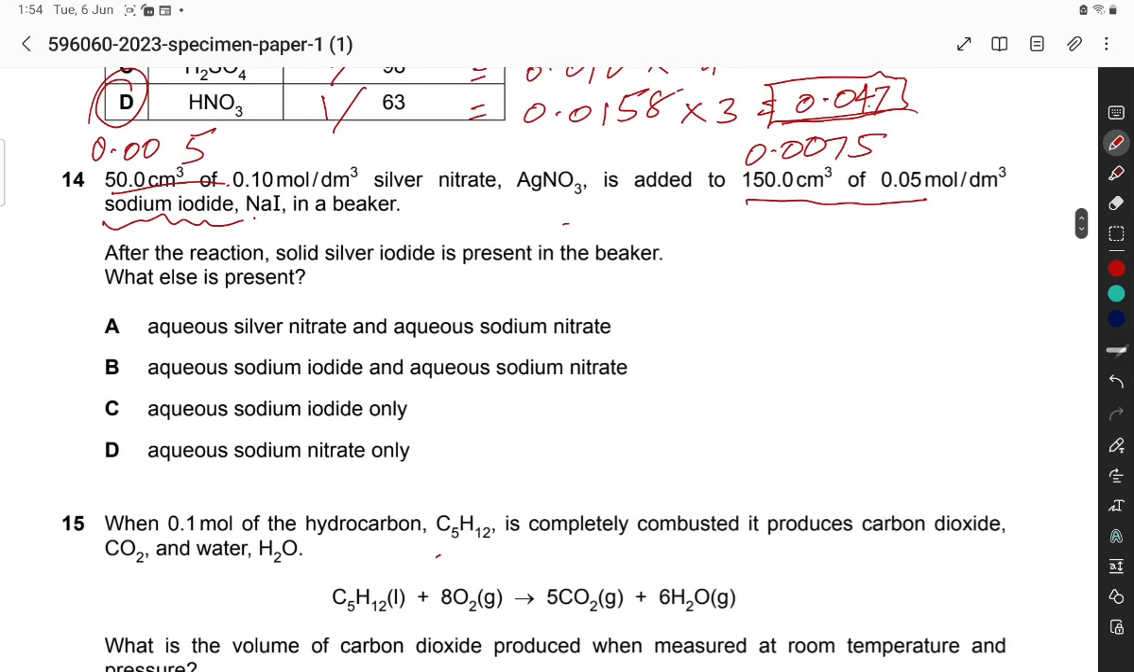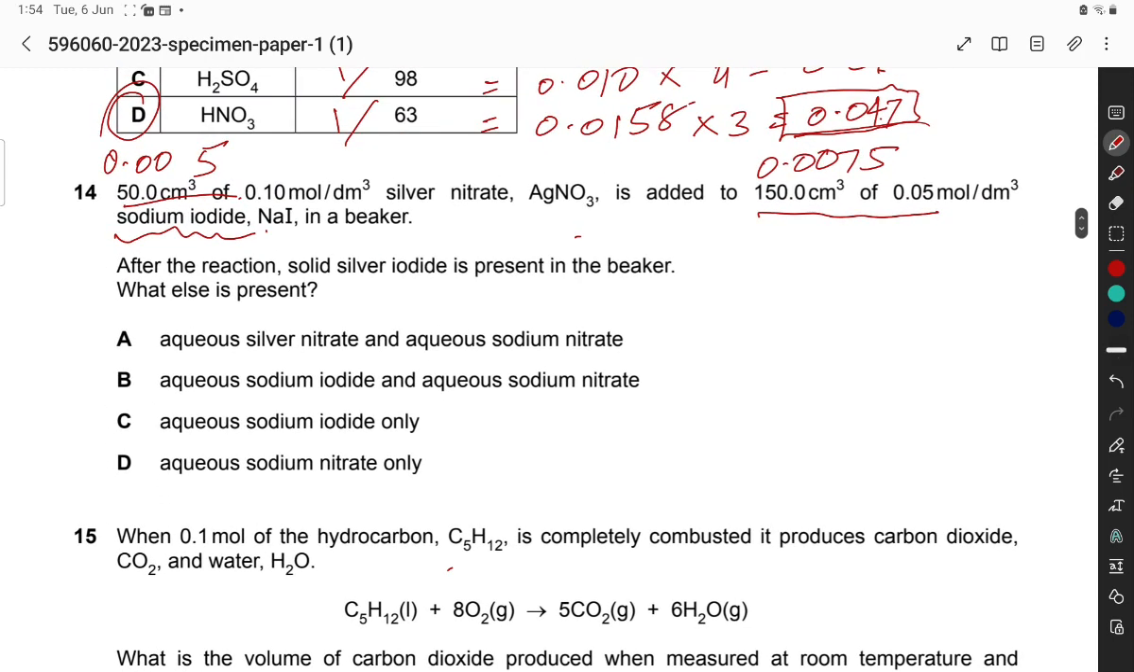Question number 14. 50 centimeter cube of 0.10 mole per dm cube silver nitrate is added to 150 centimeter cube of 0.05 mole per dm cube sodium iodide in a beaker. After the reaction, solid silver iodide, this is the reaction, AgNO3 plus sodium iodide gives silver iodide solid and sodium nitrate.